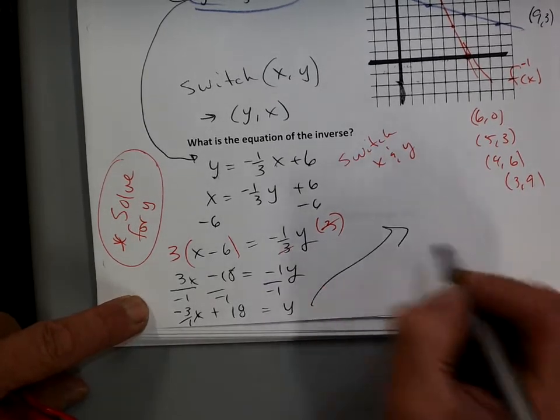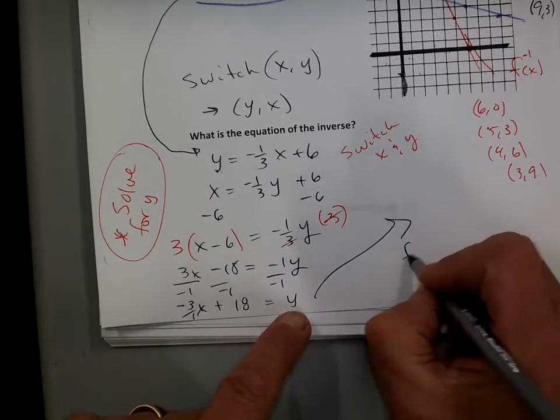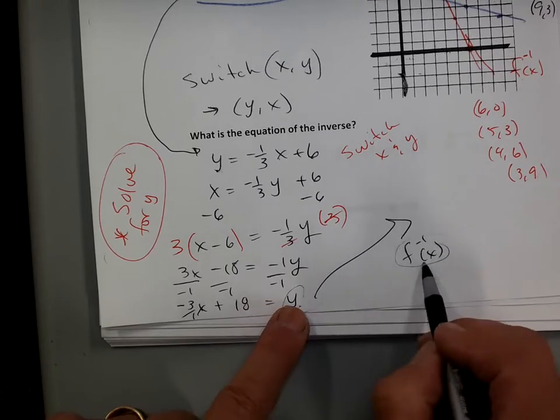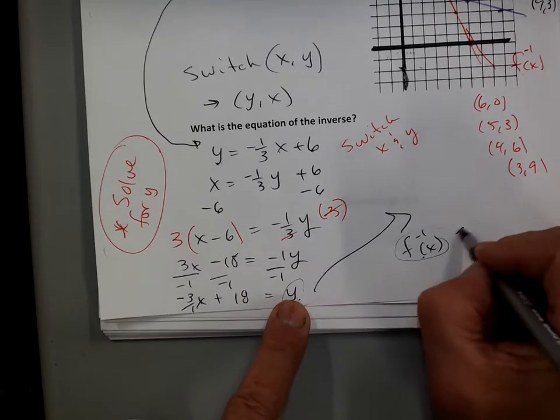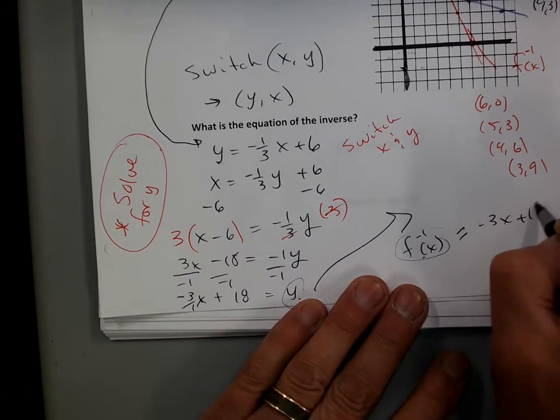Now let me write it up here because it's the inverse. So instead of writing y, I'm going to write f inverse of x. Since it's the inverse, let's write f inverse. Equals, well, here's my equation, negative 3x plus 18.